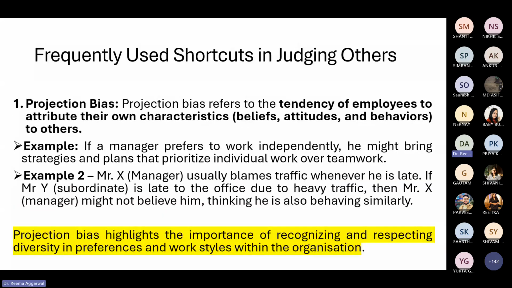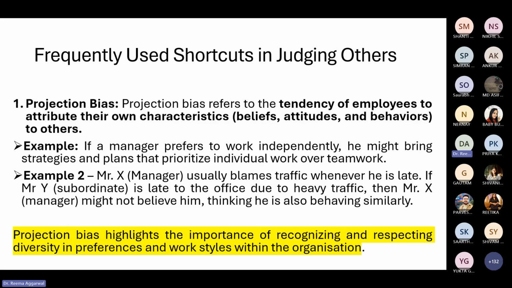Next is projection bias. It is a tendency of employees to attribute their own characteristics to others. One example I always give. Whenever I come late to office, or my college, I always say it is due to traffic. I always do this. So जब भी मैं late होती हूँ, I say it's traffic. So when my subordinate comes late to office and says it is because of traffic, I will be like, really? I won't buy it. Why? Because I myself blame the traffic for coming late.